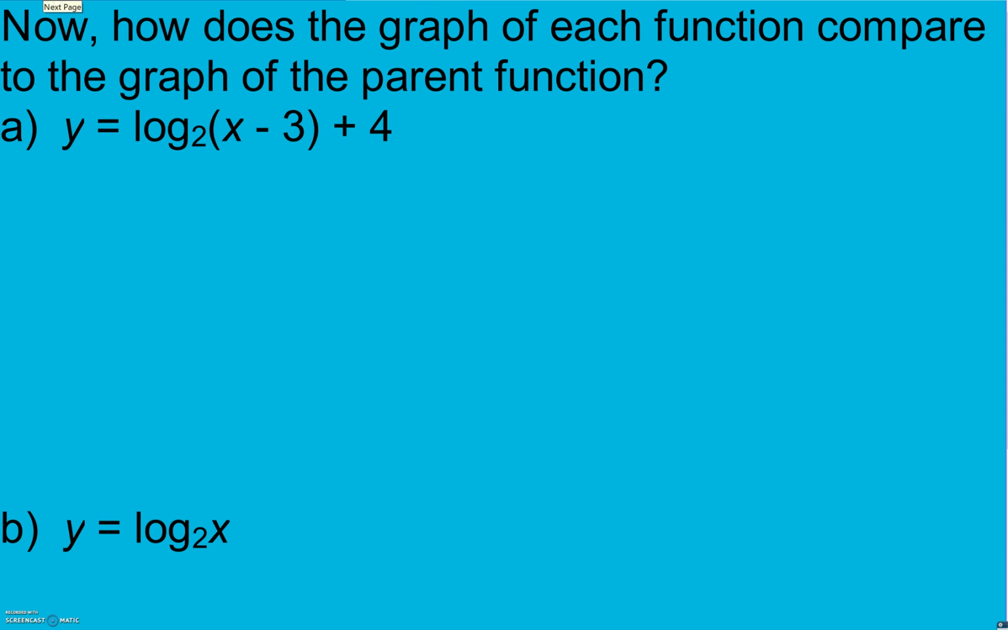Give A a try. Okay, our parent function is y equals log base 2 of x. We're going to go 3 to the right. We're going to go 4 up. Our asymptote's going to change here because whenever we have a horizontal change, it changes our asymptote.